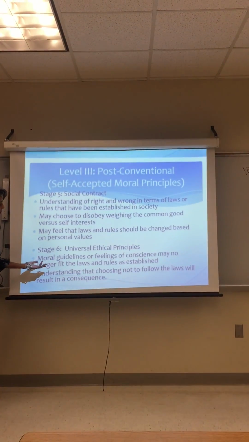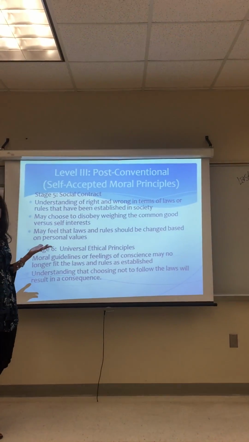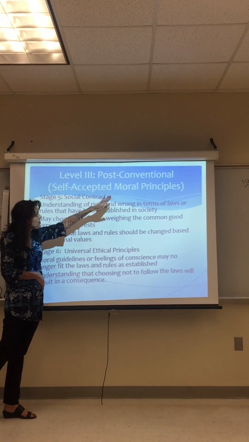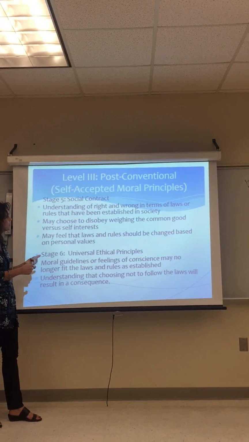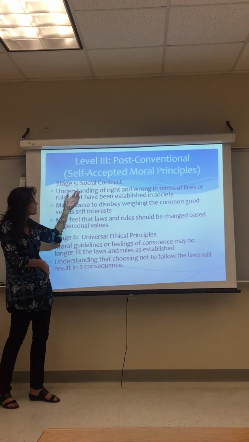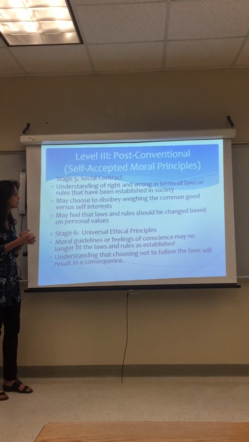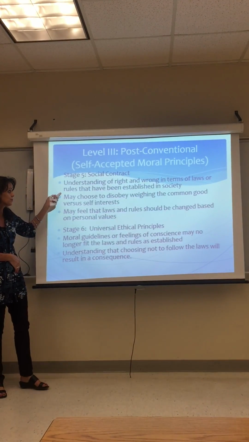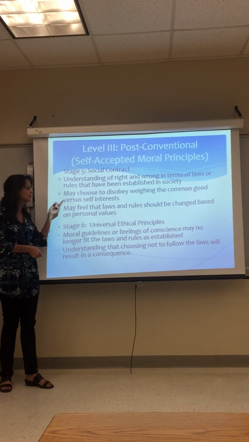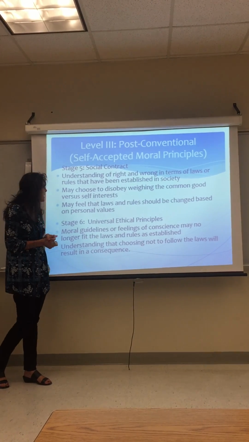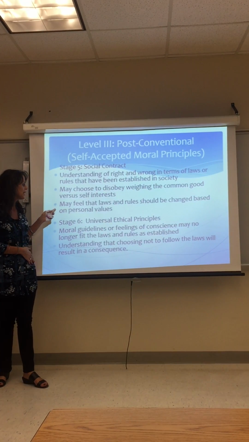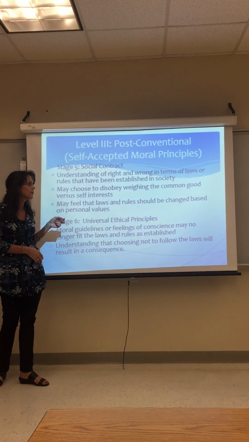And moving to the third level, a few minutes ago where I talked about a purse snatcher, Lawrence Kohlberg believed that this post-conventional, self-accepted moral principles are developed here, and they are separated into stage 5 and stage 6. In stage 5, we have almost a social contract, an understanding of right and wrong in terms of laws or rules that have been established in society. Many choose to disobey, weighing the common good versus their self-interest. And the last bullet point I have here is people may feel that the laws and rules should be changed based on their personal values.